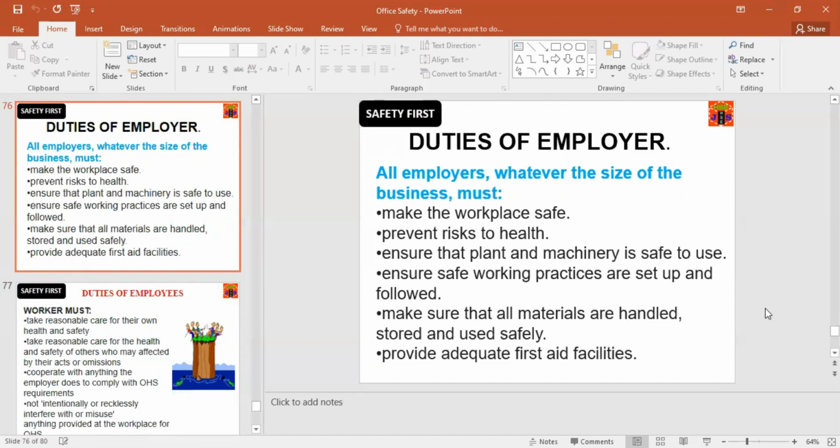All employers, whatever the size of the business, must make the workplace safe, prevent risks to health, ensure that plant and machinery is safe to use, ensure safe working practices are set up and followed, make sure that all materials are handled, stored, and used safely, provide adequate first aid facilities, and the workforce must be trained and competent to perform their different tasks and duties.